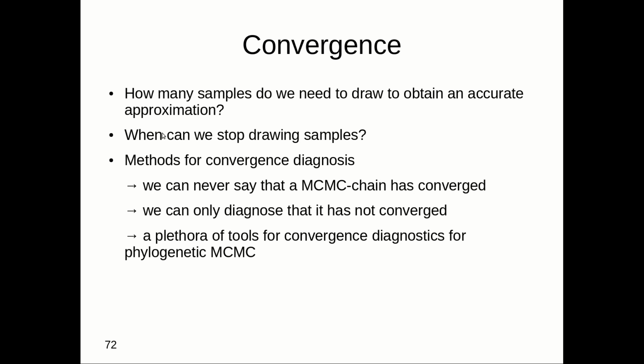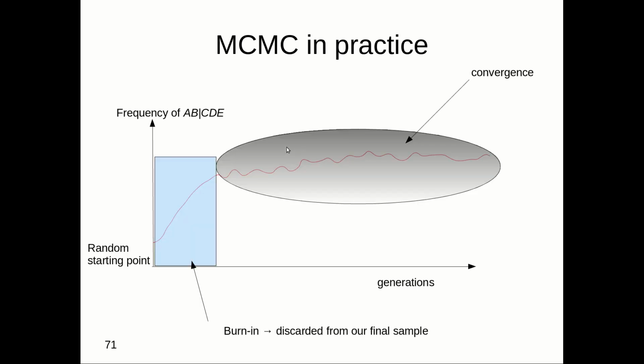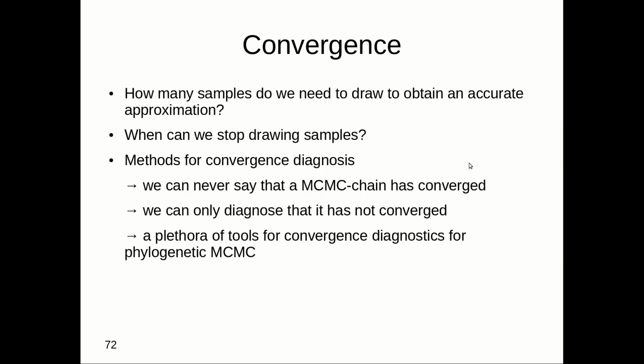When can we actually stop drawing samples or tell our robot to stop moving around the island? There are some methods for convergence diagnoses that essentially boil down to looking at graphs like this and doing some statistics, like determining the variance of the frequency of the bipartition we're interested in. But we can actually never say that a Markov chain, a metropolis coupled Markov chain, has converged. The only thing that we can do is diagnose, using those methods for convergence diagnosis, that it has not converged.